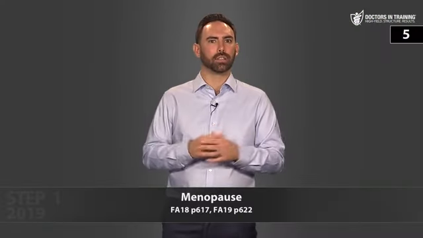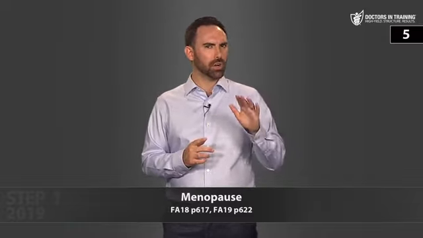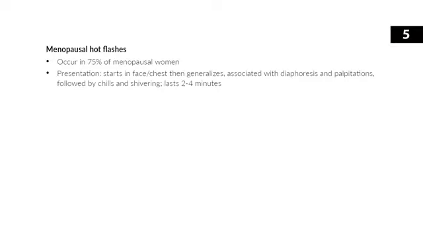Let's go back and talk a little bit more about the hot flashes, or vasomotor symptoms, since those are so prominent and so bothersome. Hot flashes occur in 75% of menopausal women. Patients will have the sudden onset of heat that starts on the face and chest and then generalizes. It's often accompanied by diaphoresis, sweating, and palpitations, and it can be followed by chills and shivering. Each episode lasts for about 2 to 4 minutes, and women can have multiple episodes per day or at night, which can lead to sleep disturbances.